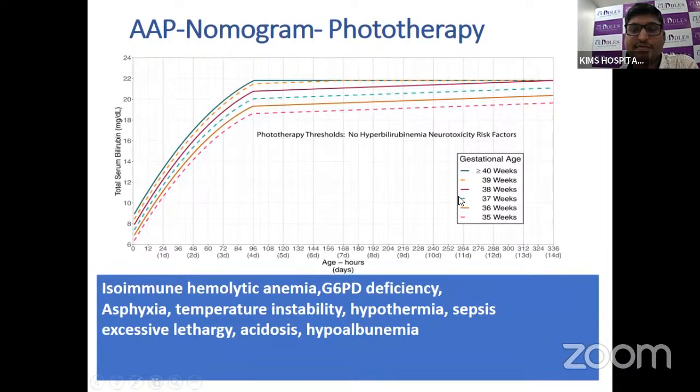So 37 weeks, child is late preterm, so 36 weeks. You can see the bilirubin chart here. Day 6, it will be around here, so less than the phototherapy range. Okay, 5 to 6 milligram per deciliter less than the phototherapy range. So the child can be reassured, parents can be reassured regarding the physiological jaundice, advised adequate breastfeeding, and the child can be discharged.